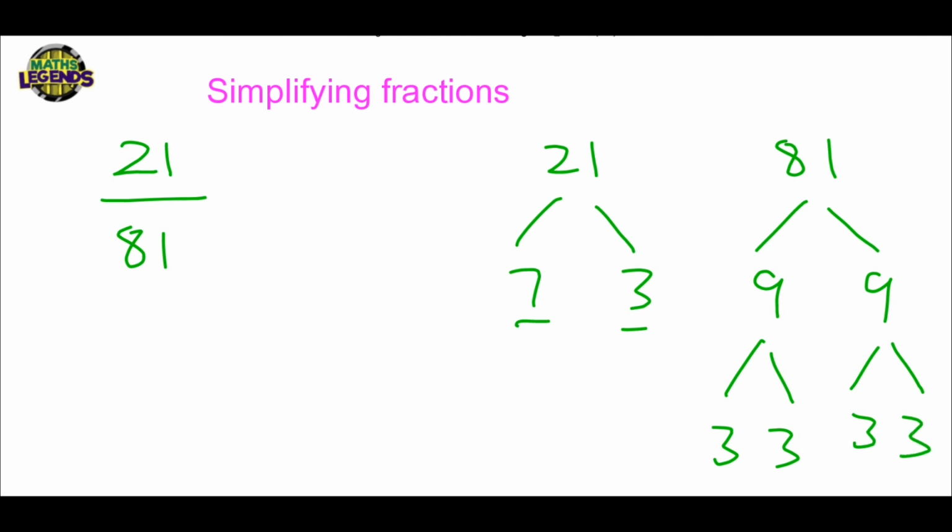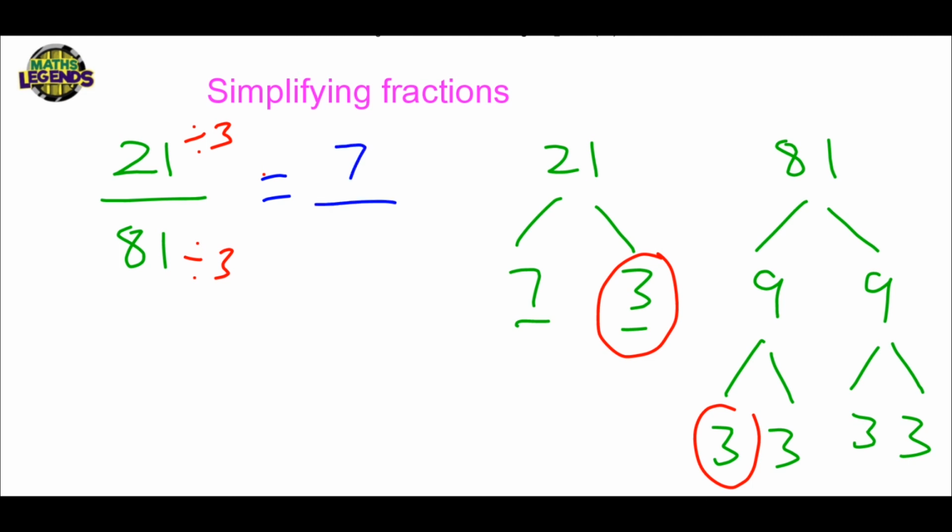We look at what is common. So the 7 does not appear in the 81 tree. So let's look at the 3, which is here. So we only have one 3. So we can divide top and bottom by 3. 21 divided by 3 is 7. And 81 divided by 3 is 27.